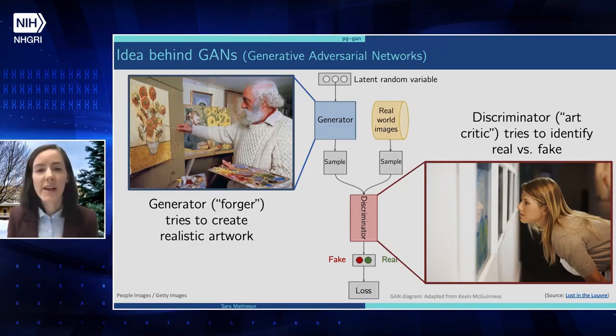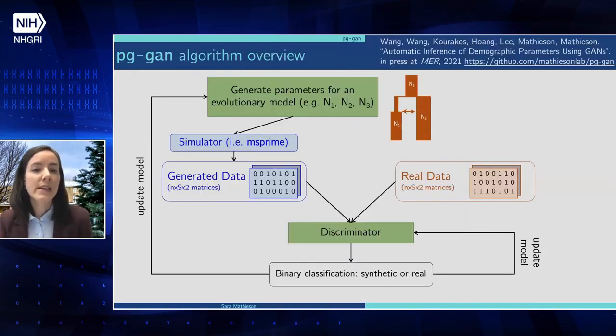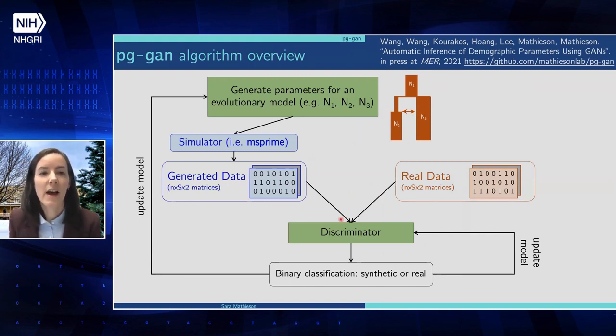So this is kind of the broad idea, and this has been used in images before. But for population genetics, there's quite a lot of modifications we need to make to really get this to work in a new system. So what we did is designed a new GAN framework for population genetics, which we call PGGAN. And the idea is that we still are feeding in generated data and real data into the discriminator, and training the discriminator that way.